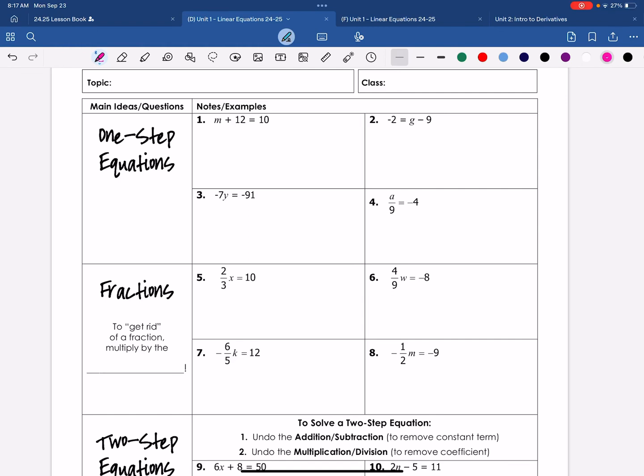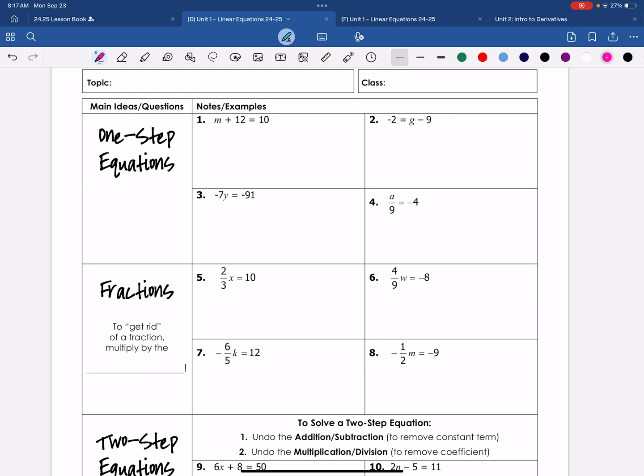The way today's going to work is you're going to watch this video and then you're going to complete a Delta Math assignment. So the video is going to walk through your notes, and then the Delta Math assignment, you'll have some questions just to make sure that you're understanding the concept, and then I can look at that to kind of see where we're at to gauge where we're going for next class.